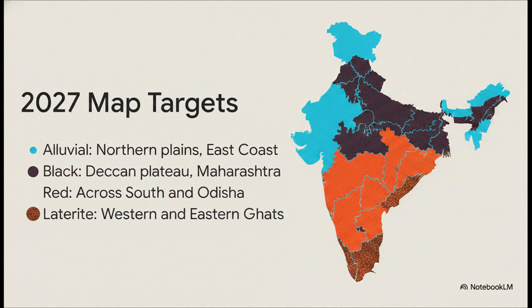Alluvial soil dominates the northern plains and east coast deltas. Black soil covers the Deccan Plateau, primarily in Maharashtra and Gujarat. Red soil is super expansive across the south in Odisha. And laterite soil, you'll find that in very specific high rainfall patches right along the western and eastern Ghats. Memorize these zones, guys, for sure.